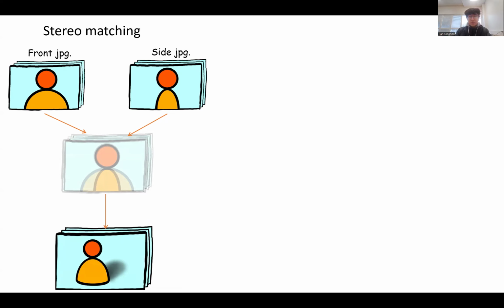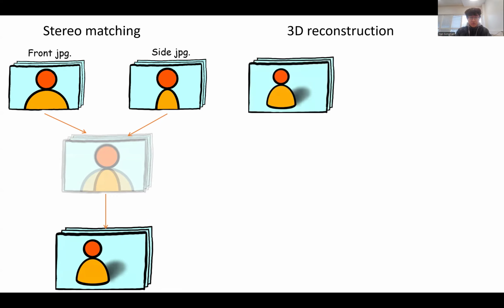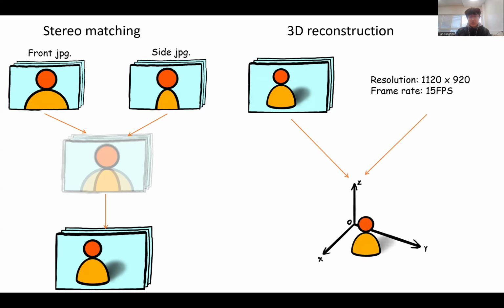The last part is 3D reconstruction. Sometimes we need to combine the obtained stereogram with the camera parameters, like the resolution or the frame rate. We combine them together to restore the 3D coordinates in the scene, and 3D reconstruction is complicated. We combine them together and make the 3D reconstruction.